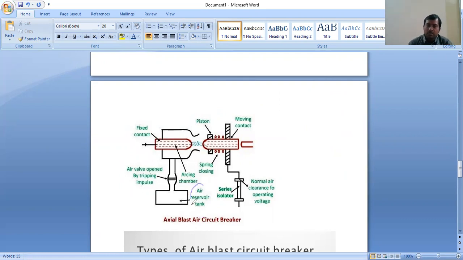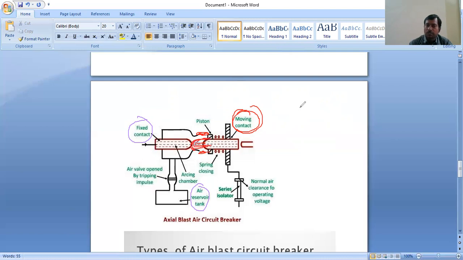So this is the air reservoir. This is nothing but a fixed contact, and this is the moving contact. Generally, normally, the fixed contact will be in contact with the moving contact in this position, like this.